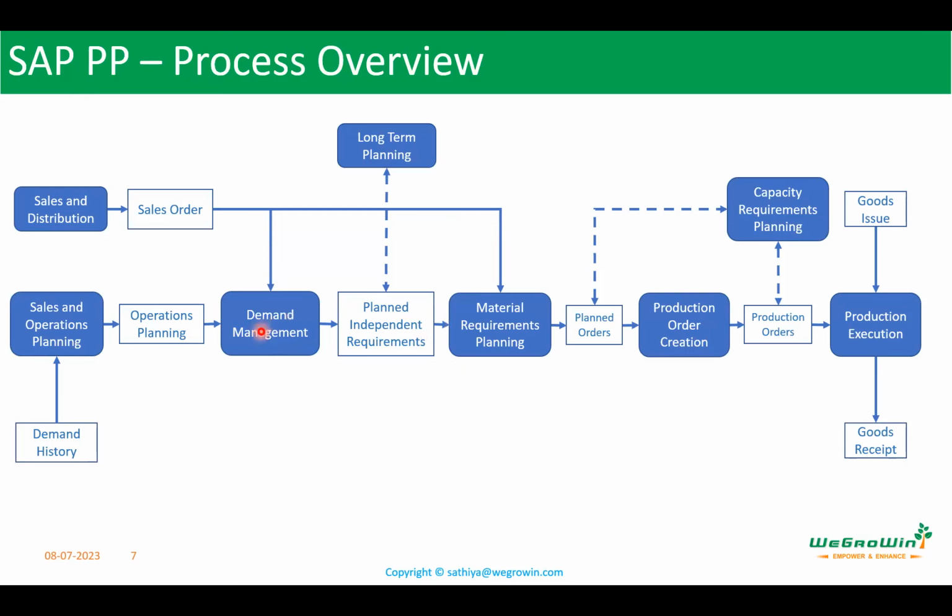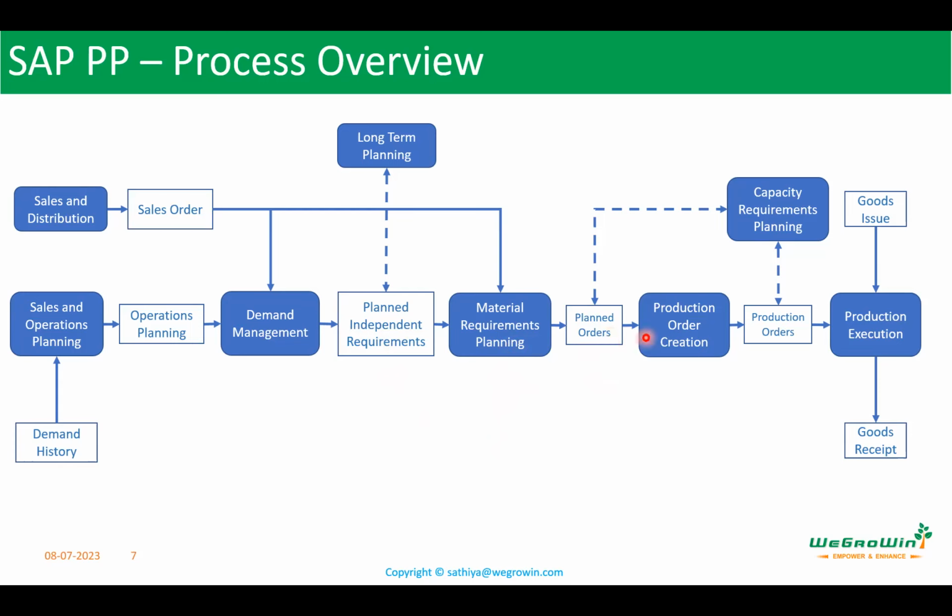This is the overview of the process for SAP production planning. Again, demand management. This is called a PIR, planned independent requirement. We will be entering this as a planned independent requirement, PIR. This is the first input we will be doing into the system. Based on the PIR, we run MRP. This will give planned orders and purchase requisitions. Purchase requisition will be shown here.